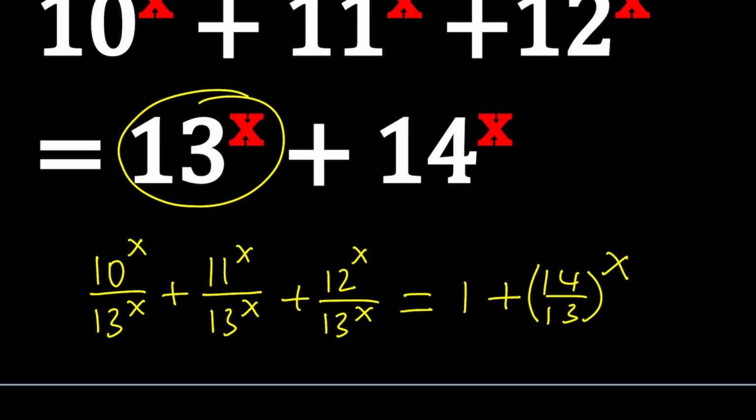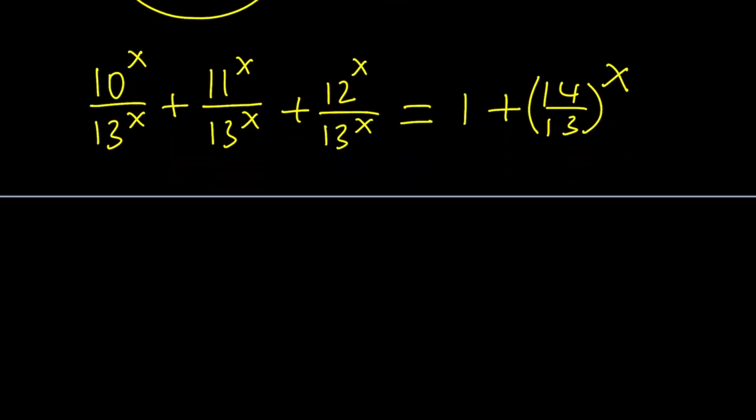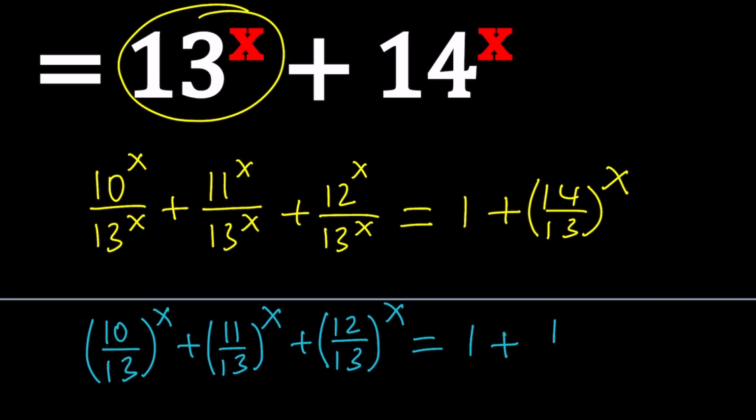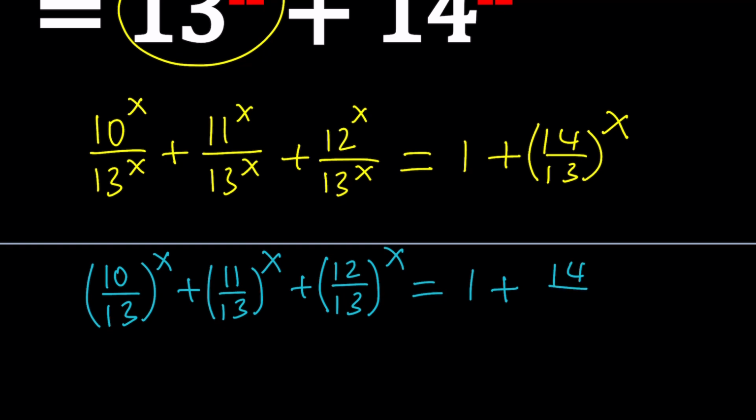Awesome. Now, if you look at each of these terms, you can actually go ahead and write them with a common exponent using properties of exponents. So I can write this as 10 over 13 to the power x, and then 11 over 13 to the power x, and then 12 over 13 to the power x. Same thing goes on the right hand side, 14 over 13, which I already did. Okay, so let's just repeat that.